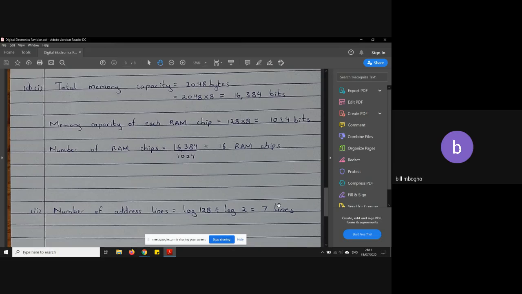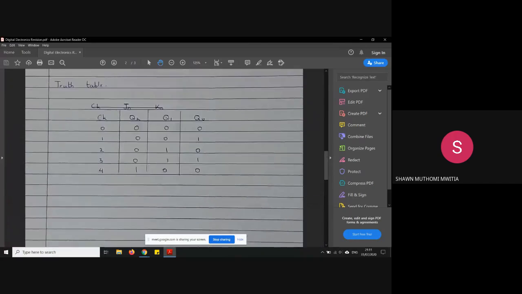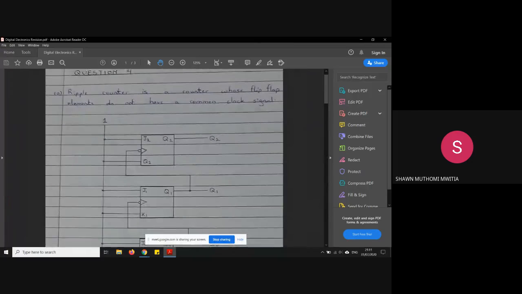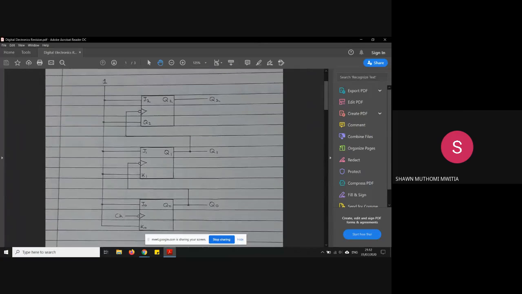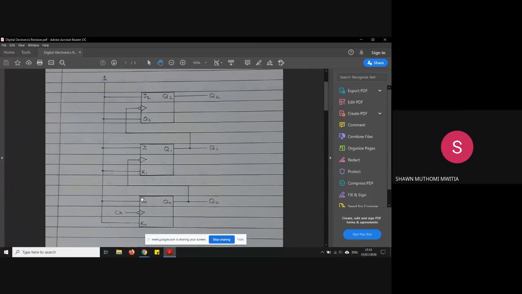Could you show the picture of the arrangement of the flip-flops? Okay, let me go up. Here. Also, the inputs of J and K are both at 1. For a JK flip-flop, when J and K are at 1, the new Q value will be the inverse of the old Q value. That's how it keeps on changing 0, 1, 0, 1, 0, 1.